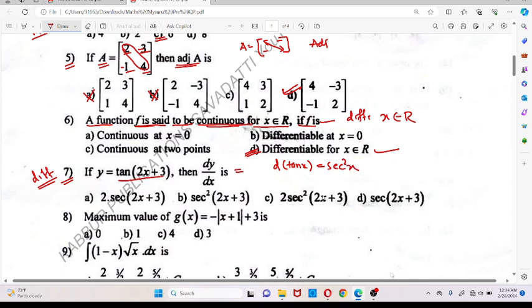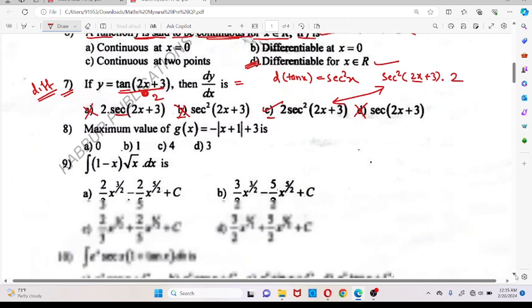If you go through these options, option D has sec, which is wrong. Option A also has sec, this is also wrong. Either you can go with option B or option C. So differentiation of tan is sec square. Sec square of 2x plus 3, and differentiation of 2x is 2. So here 2 is missing in option B, so I will eliminate it. Only option C will be the right answer. That is, differentiation of tan of 2x plus 3 is sec square of 2x plus 3 into differentiation of 2x, which is 2. So option C will be the right answer.